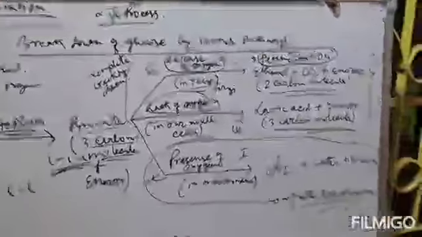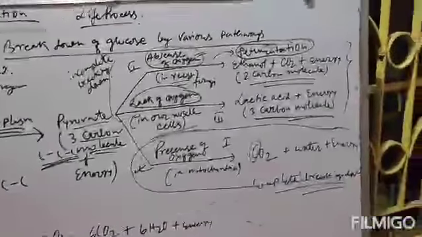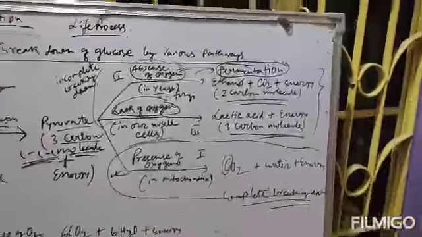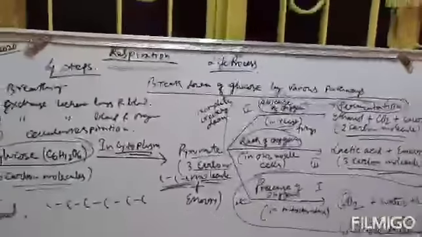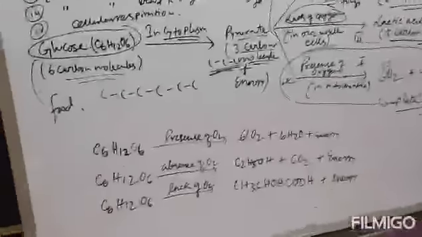And the other case is that in human beings, it converts into carbon dioxide, water and energy. Maximum respiration follows this pathway. So this is the flow chart of how glucose breaks down in various pathways. Clear? So here are some equations.